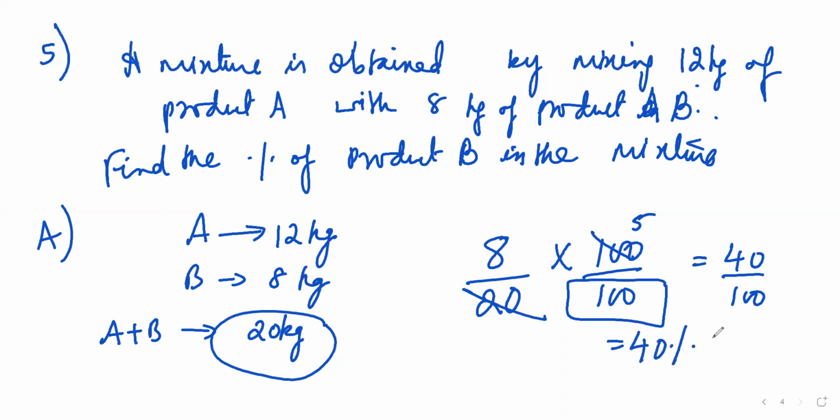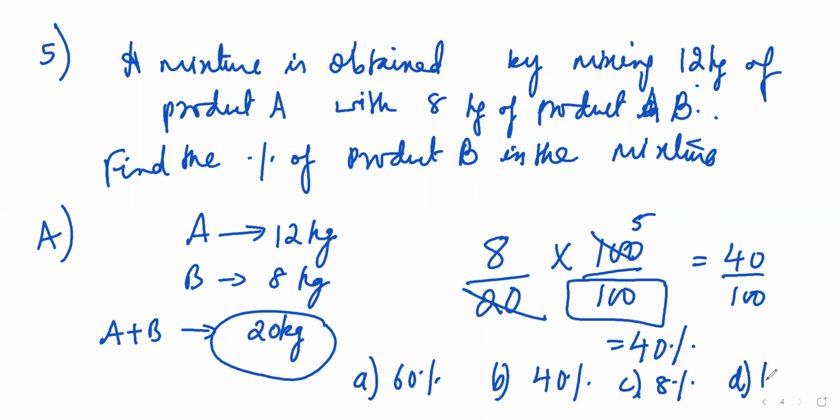So product B is 40%. Obviously, product A will be 60%. So to confuse, they can give you 60% as an option, product B 40 as option B. Then option C, they can give you, let's say, just to confuse, 8%, because product B gives 8 kg, thinking that somebody will get confused, or 12% or something like this. Be very careful. It is percentage which is asked in this case, which is option B, 40%.